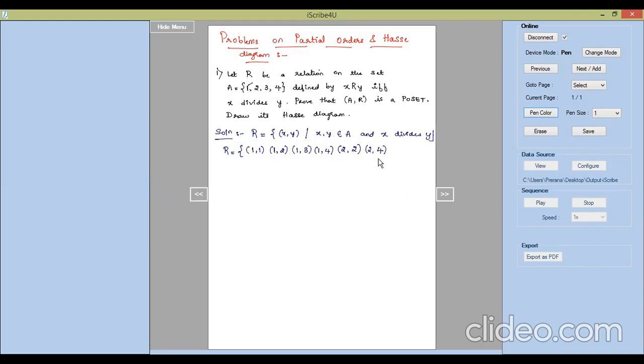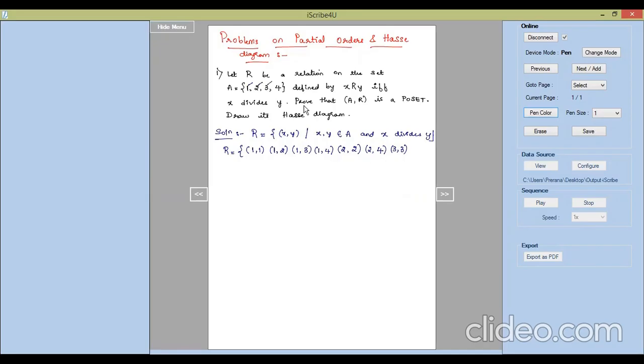Next with 3, 3 comma 1 and 3 comma 2 I cannot write down, so I can directly write down 3 comma 3. 3 divides 3 is true. Yes, 3 divides 3 is true. So we can write down 3 comma 3. 3 comma 4 I cannot write down. So with 3 the work is over. Already we completed 2.